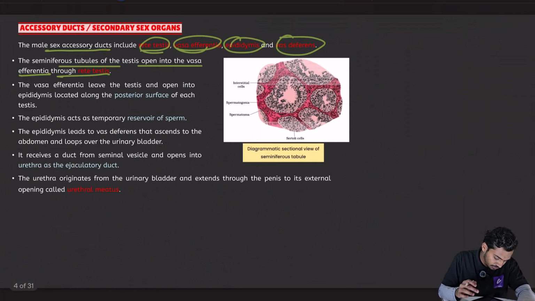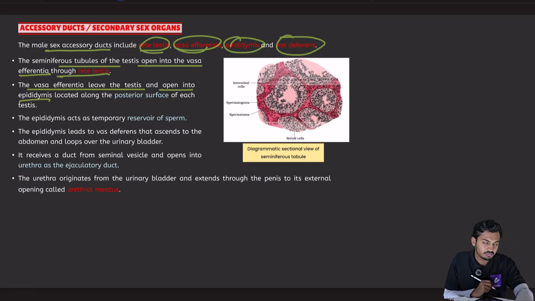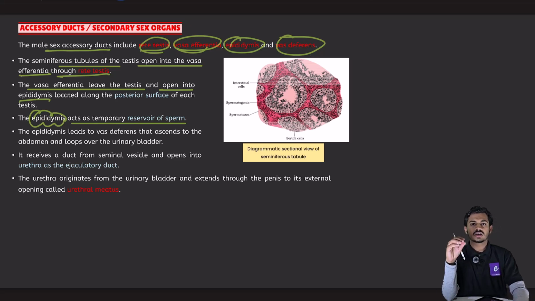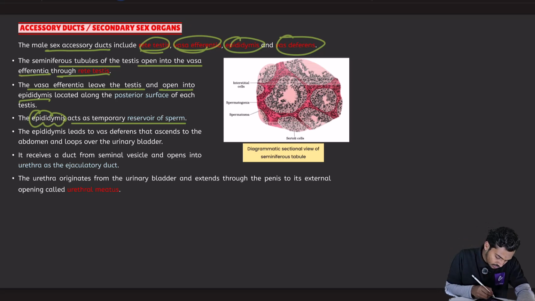Right? Now we will continue. We will read the slides. आप देख सकते हैं, vas efferentia will leave the testis. So vas efferentia will come outside the testis and it will open into epididymis. Now, what is the function of epididymis? Epididymis acts as temporary reservoir of sperms. So sperms are temporarily stored in epididymis. Understood? Then what happens? Epididymis continues as vas deferens.